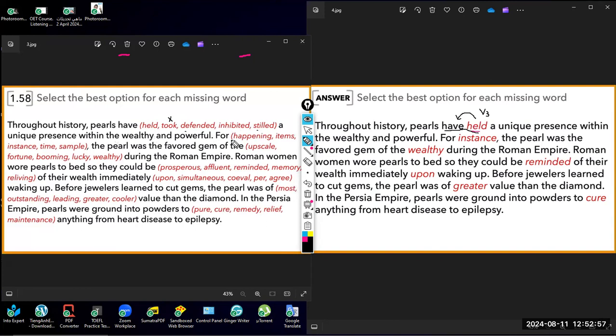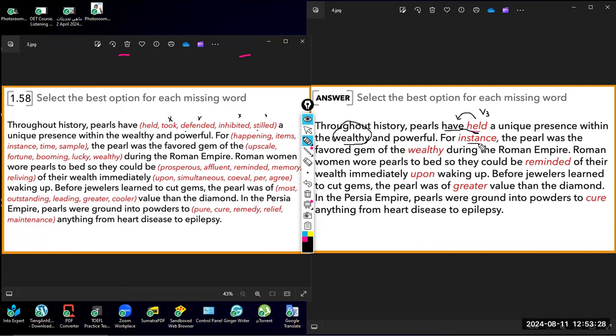Now, if you want to read the complete sentence, you notice that throughout history, pearls have held a unique presence within the wealthy and powerful. So this is the correct one, which is not defended, absolutely not inhibited, not distilled, but I have to say have held a unique presence within the wealthy and powerful.